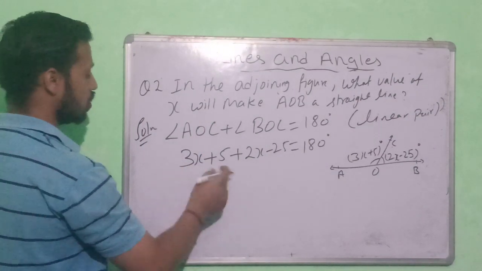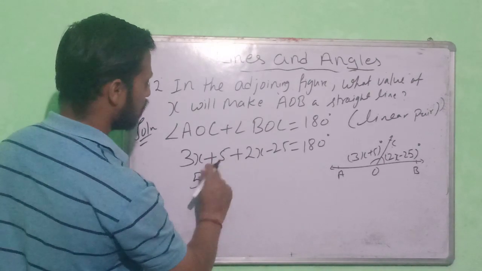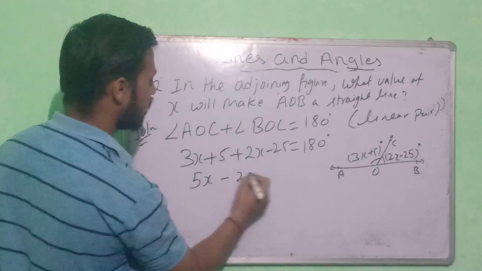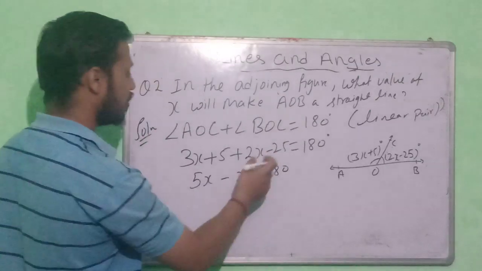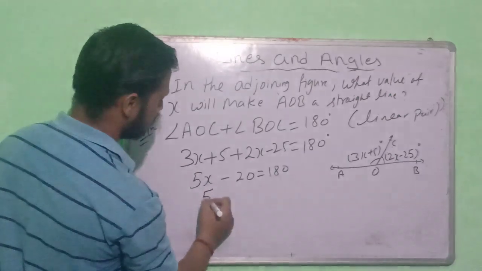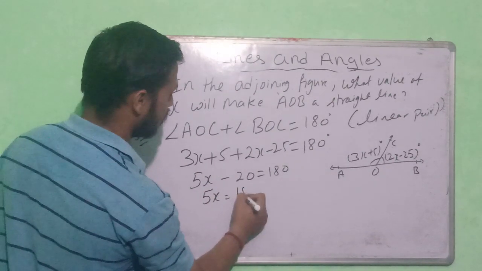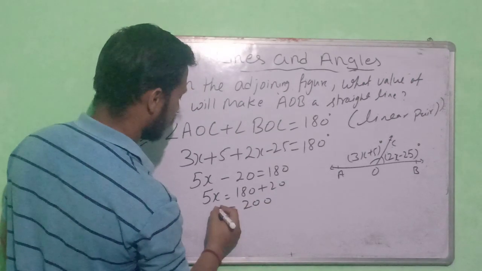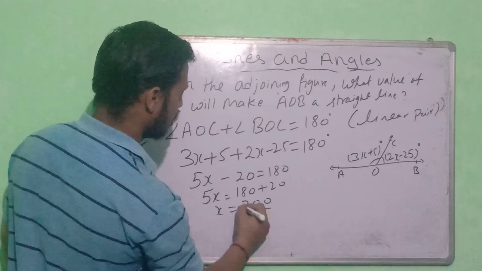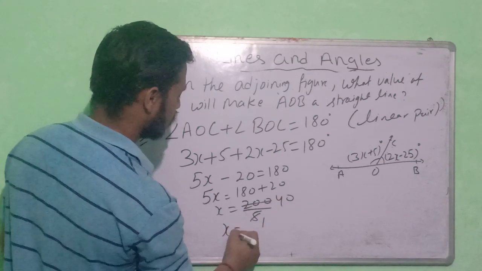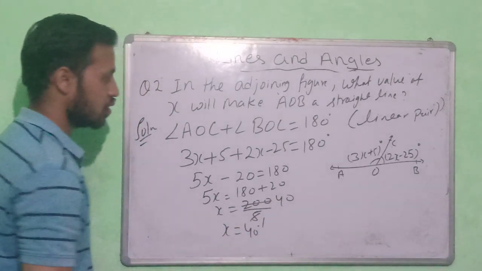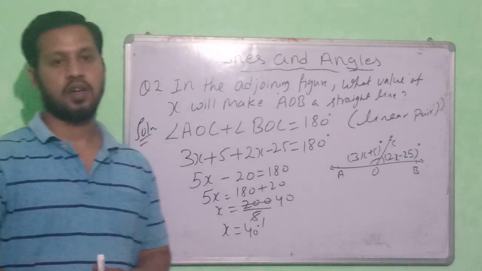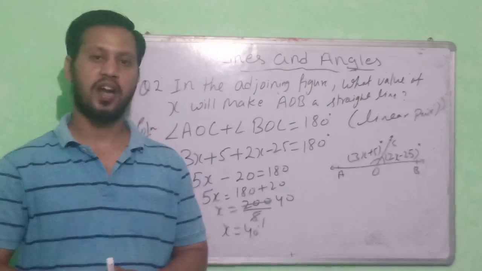This will add to 5x, and plus 5 minus 25 gives minus 20, the sign will be of the greater one. So 5x minus 20 equals 180. The minus sign will come to the other side and become positive. 5x equals 200. Divide by 5, x is equal to 40 degrees. Students, you found the value of x. And now students, if you have any problem, you can ask me. Thank you.